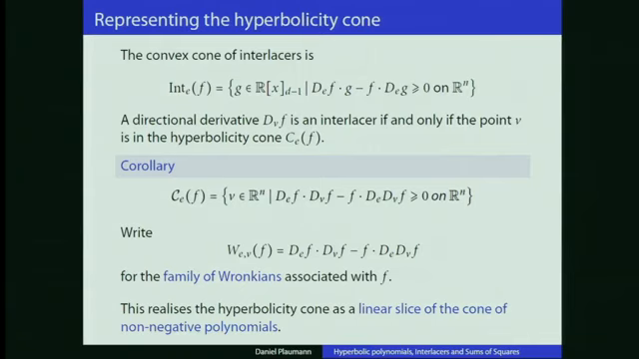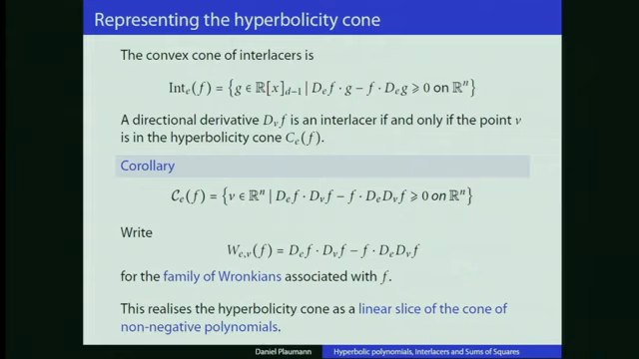Well, it depends. There can be more. There can be more. So I'll say something towards the end. If I still have time, I'll try to say something about the cone of all interlacers. It's not so easy to understand, but we do know a few things. So this gives you this description of the hyperbolicity cone in terms of non-negative polynomials.